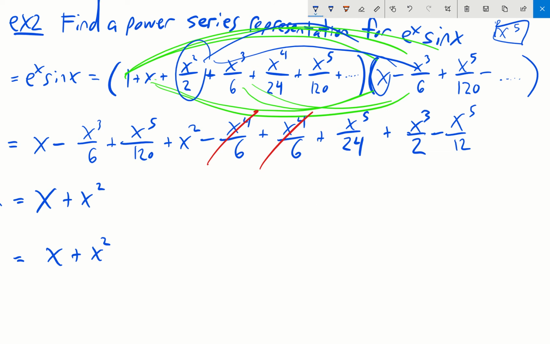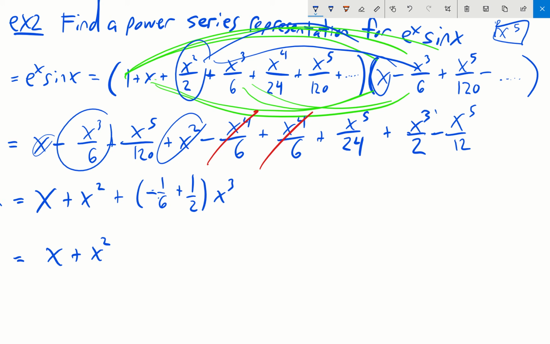The first little bit doesn't change. We have an x here. This is an x squared. Now we do have two x cubed terms. We have this one with a coefficient of negative 1/6, and this one with a coefficient of positive 1/2 x cubed. So that takes care of those two. As we said a moment ago, all of our x to the 4th terms cancel, so they're gone. And now we actually have three x to the 5th power terms. This one has a coefficient of positive 1 over 120. This one has a coefficient of 1 over 24. And this one will have a coefficient of negative 1 over 12 x to the 5th.